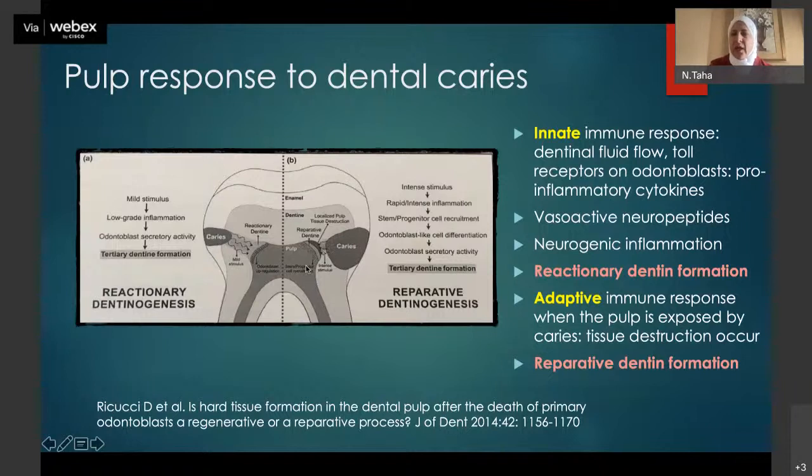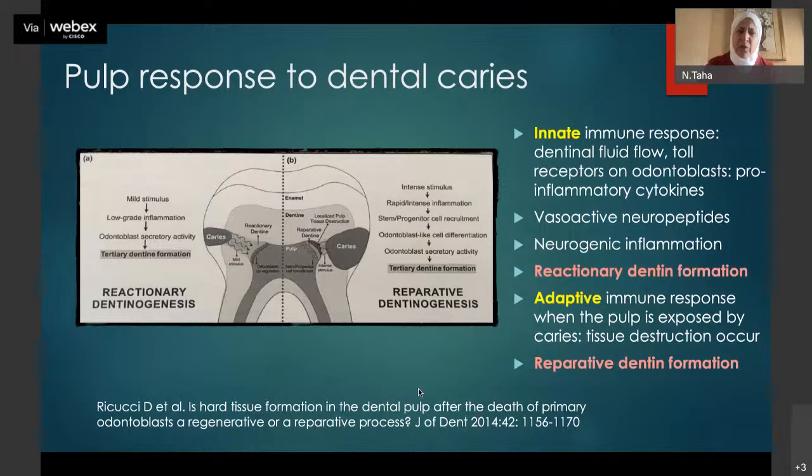There will be a differentiation of what are called odontoblast-like cells or fibroblast-like cells with a secretory activity that will lay down reparative dentine. In this stage of caries extension, the symptoms are actually more severe than in the shallow caries category. A detailed review on what cells are activated in deep carious lesions can be read in the publication by Ricucci et al. in 2014, where he questions that there is anything called odontoblast-like cells.